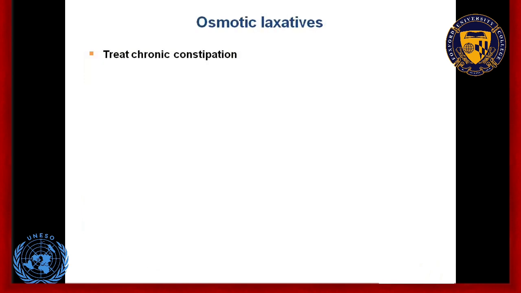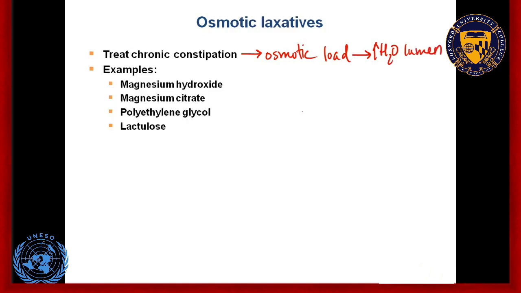Another commonly used class of drugs in treatment of chronic constipation are the osmotic laxatives. They exert their function by creating an osmotic load in the gut lumen to draw water out. There are a few notable examples, which include magnesium hydroxide, magnesium citrate, polyethylene glycol, and lactulose.